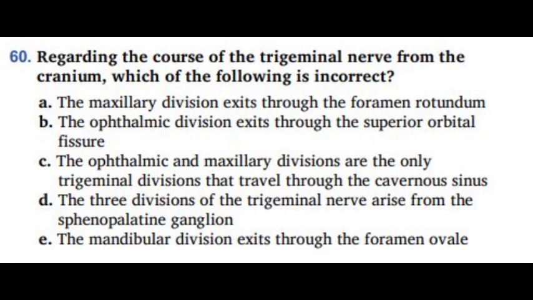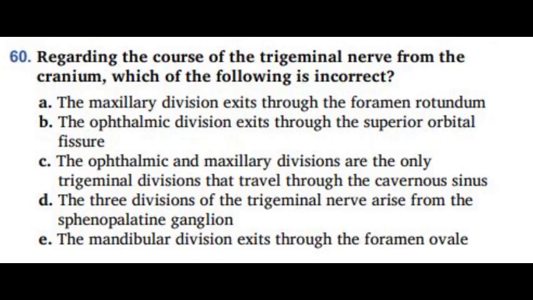So, question 60. Regarding the exit of the trigeminal nerve from the cranium, which of the following is incorrect? A. The maxillary division exits through the foramen rotundum. So, how I remember this, I use V1, V2, V3, SRO. So, the V1, which is the ophthalmic division, comes from the superior orbital fissure. The V2, which is the maxillary division, comes from the foramen rotundum, and the V3, which is the mandibular division, is from the foramen ovale. So the maxillary division exits through the foramen rotundum.